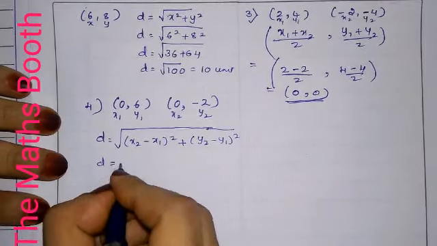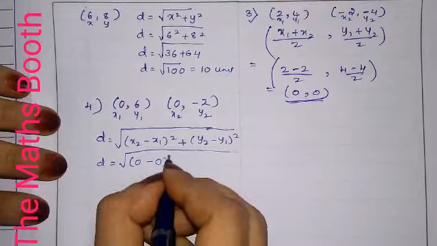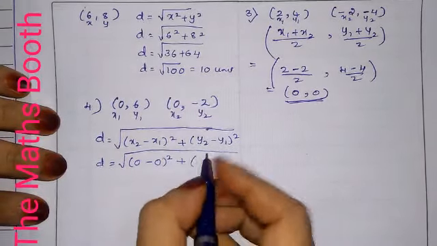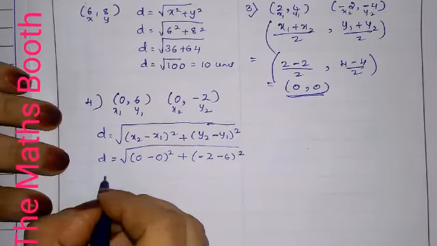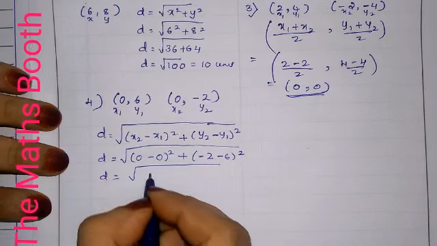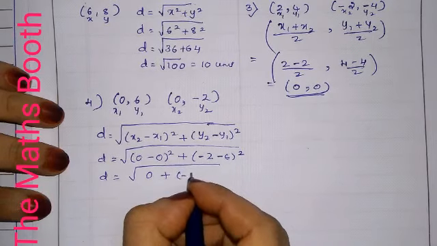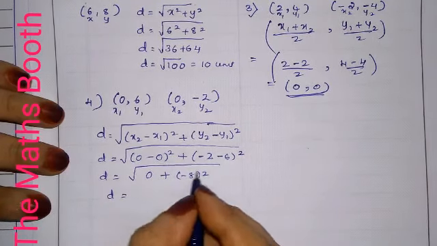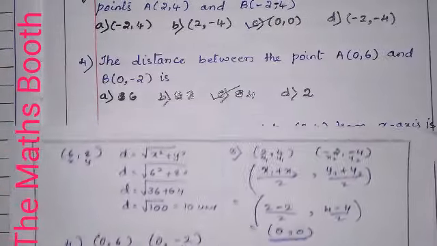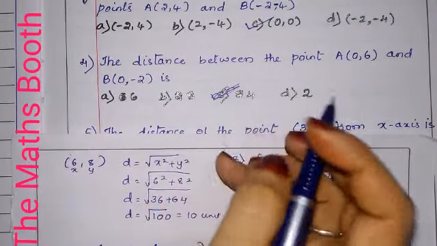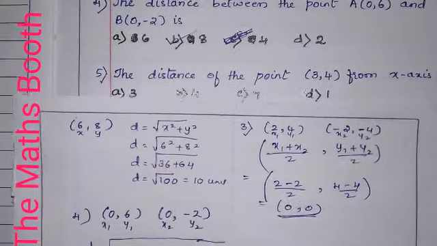So D is equals to, x2 value is 0 minus x1 which is 0, 0 minus 0 is gone. Now y2 value is minus 2, minus as it is, y1 is 6, whole square. Plus, minus minus is plus. So 6 plus 2 is 8 square. So D is equals to 8 square is 64, root 64 is nothing but 8. So the answer is B, 8. By mistake it is marked differently here, so the correct answer is B, 8. Now let us see the next question.